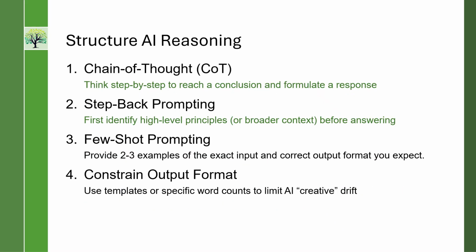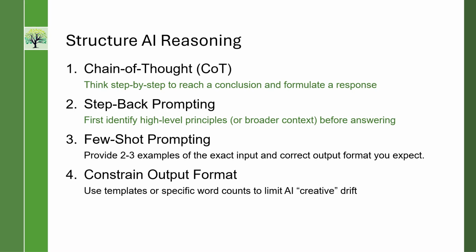Structure the AI reasoning. This is how you tell it to think. One is called chain of thought: think step by step to reach a conclusion and formulate a response. These are all in your handout, by the way, so you can just copy and paste these into your prompt. Step back prompting: first, identify high-level principles or broader context before answering. Provide 2 or 3 examples. You provide to it 2 or 3 examples of what you want it to look like or what you want it to do. Upload those into that plus sign, add your images section.